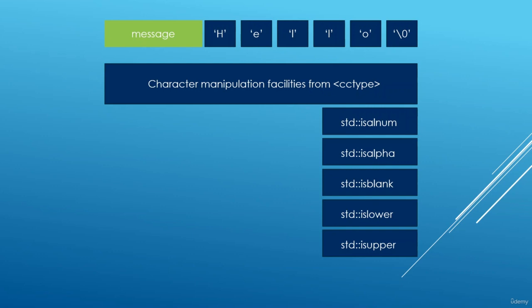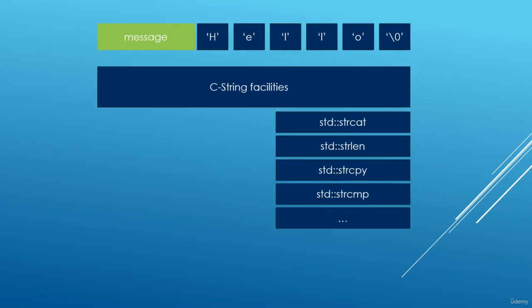For example, we could check if it is an alphabetic character. We could check if a character is a blank character, if it's uppercase or lowercase. We could do all kinds of crazy things. We moved a level up and learned about the C-string facilities we have in the C++ standard library. We showed you a few facilities you could use to manipulate your C-strings and do things with them.